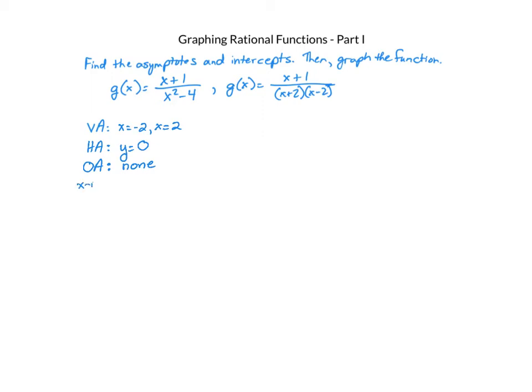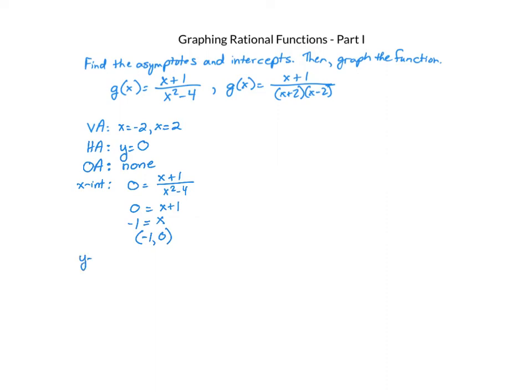Let's move on to the x-intercepts. We set y, or in this case g of x, equal to 0. So we have 0 equals x plus 1 over x squared minus 4. Multiply both sides by x squared minus 4, and we have 0 equals x plus 1, or x equals negative 1. And let's emphasize that this is a point, negative 1, 0.